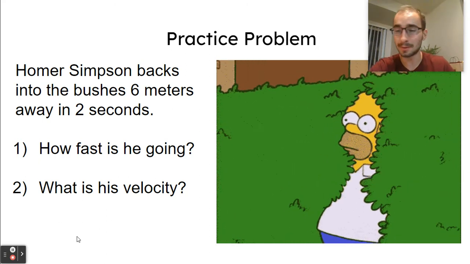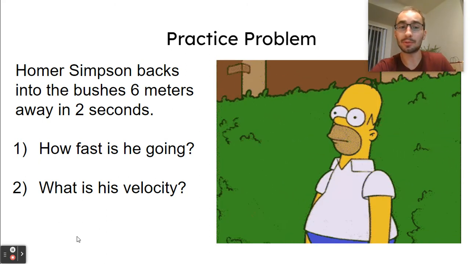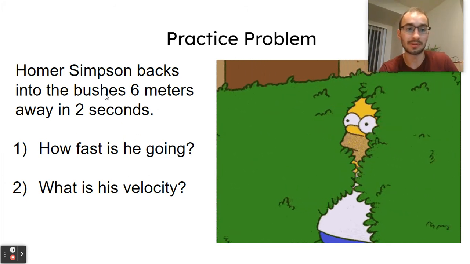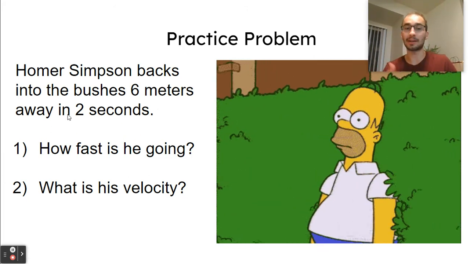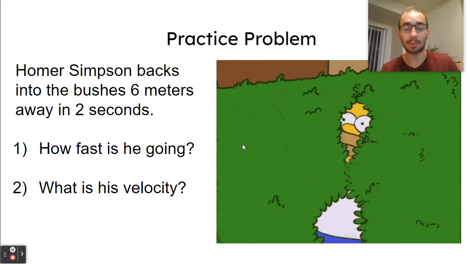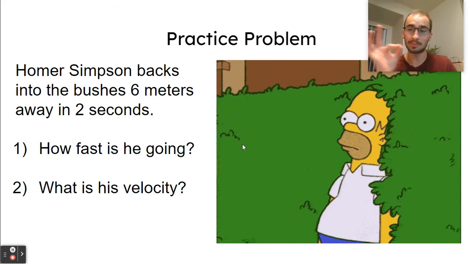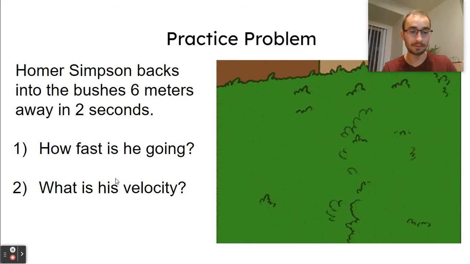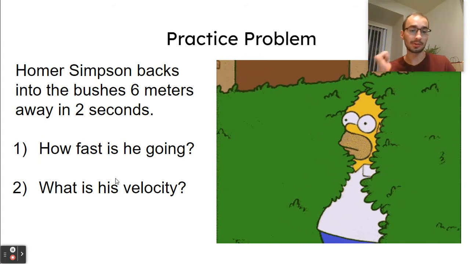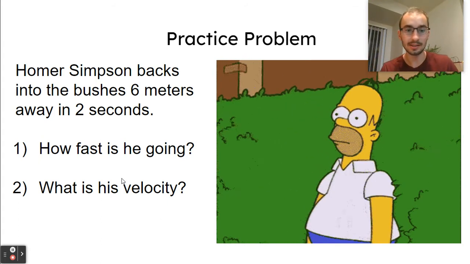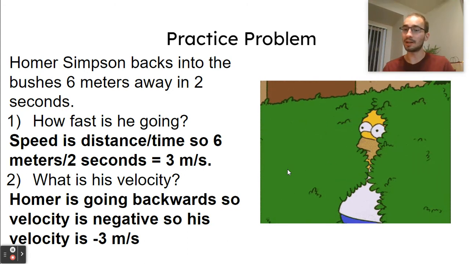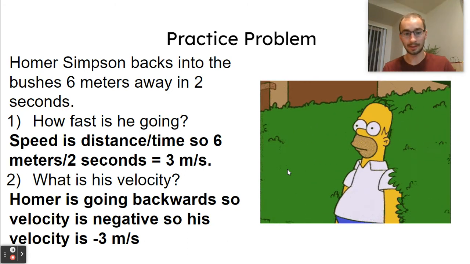Hopefully you remember from my previous video, speed equals the distance, 6 meters, divided by the time, 2 seconds. So you do 6 divided by 2, and you get 3 meters per second. That's the speed, but remember, velocity is a little bit more specific. So velocity is going to be negative because you're going backwards. Homer's going back, so his velocity is -3. Please pause the video now and make sure you got the right answer.